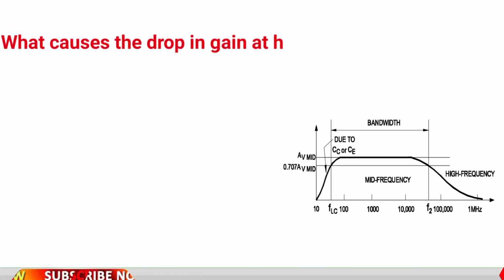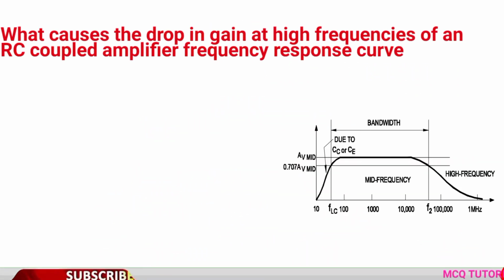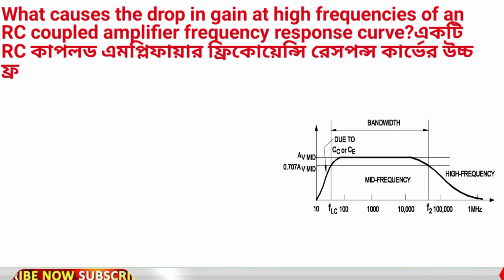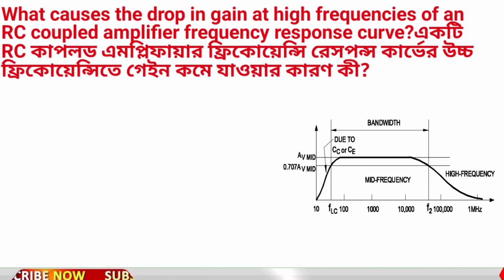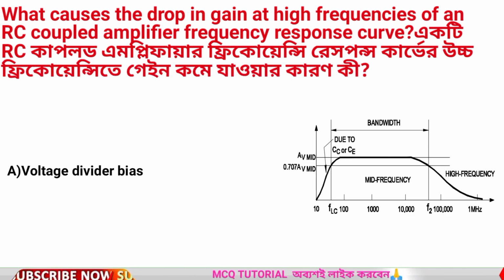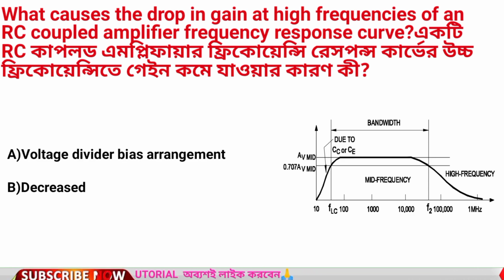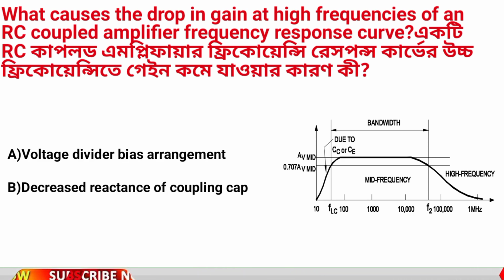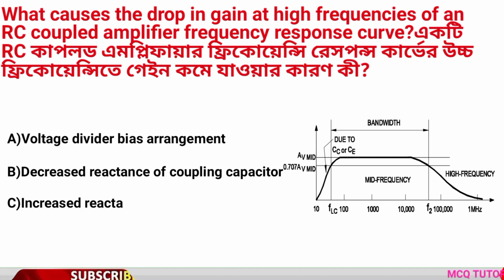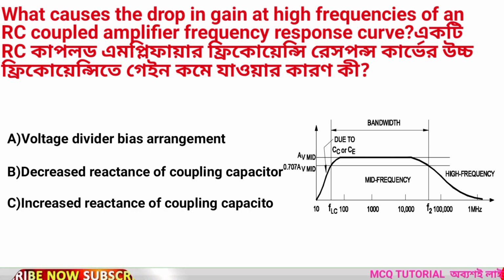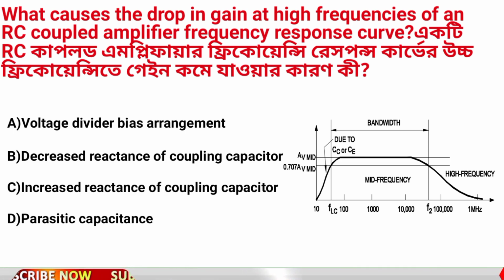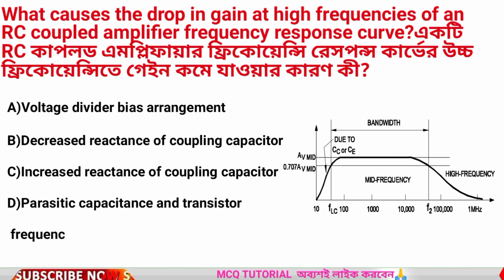What causes the drop in gain at high frequencies in an RC-coupled amplifier frequency response curve? Option A, voltage divider bias arrangement. Option B, decreased reactance of coupling capacitor. Option C, increased reactance of coupling capacitor. Option D, parasitic capacitance and transistor frequency dependence of gain.